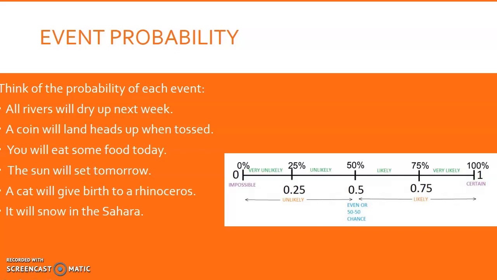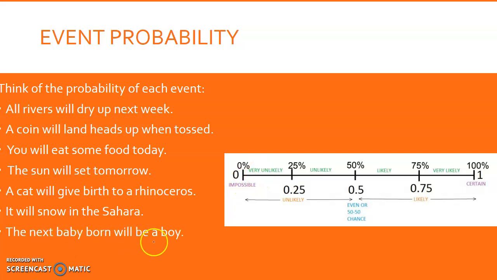How about it will snow in the Sahara? Well, we know the Sahara is a desert. It doesn't get much precipitation at all, and it's very hot, so snow is very unlikely. Probably not impossible, but very unlikely.